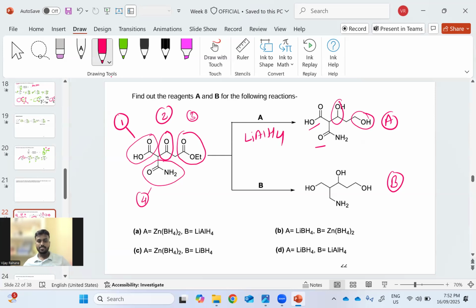So, obviously, this will be the LiAlH4. But if you look at the next product, the B product, which has the reduction of the acid group, reduction of the keto group, and the reduction of the ester group, along with reduction of the amide group. So all four groups are reduced. So therefore, this is the work of ZnBH4. ZnBH4 is a very strong reducing agent. It can reduce the acid, keto, ester, amide, all four functional groups present in the starting material. So option B is the correct option here.